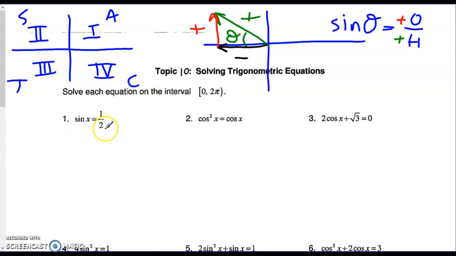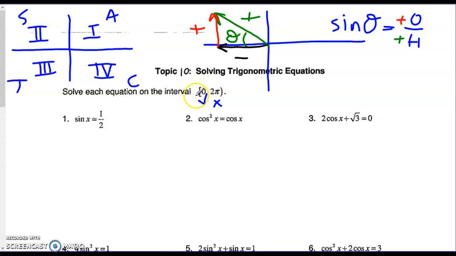So, getting on to actually solving these problems. Number one says the sine of x is equal to 1/2. And we have to note that it's on the closed interval from 0 to the open interval of 2 pi. So what that means is 0 is a possible answer for any of these problems. However, 2 pi is not a possible answer because of that open parenthesis.